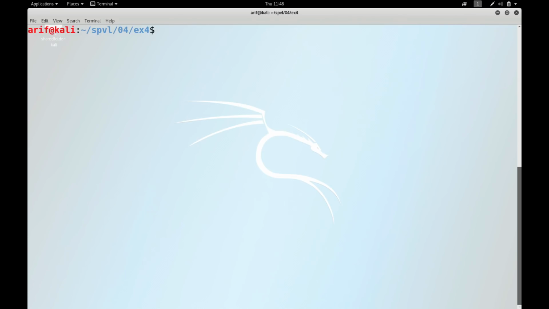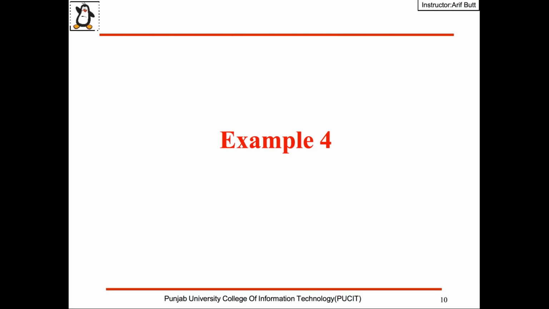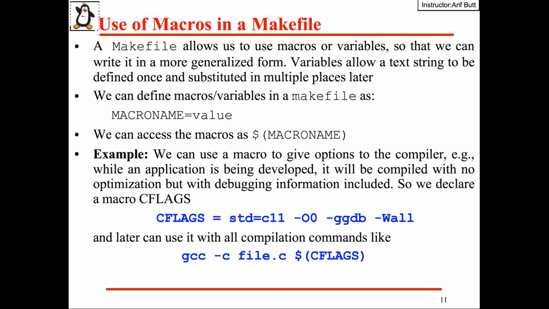Right, dear students, let us move on to the slides again. And the final thing which I want to touch upon is the use of macros in a Makefile. Well, dear students, a Makefile allows us to use macros or variables so that we can write it in a more generalized form. Variables allow a text string to be defined once and substituted in multiple places later.